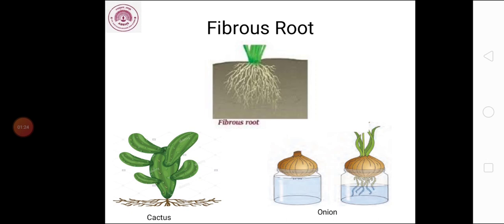Here you can see onion is dipped in a jar filled 3/4 of water. After observing the growth of roots for 8 days, we can see the fiber-like roots arising from the stem. Such roots are called fibrous roots. Generally, monocot plants have fibrous roots. Cactus and lily are other examples of such roots.